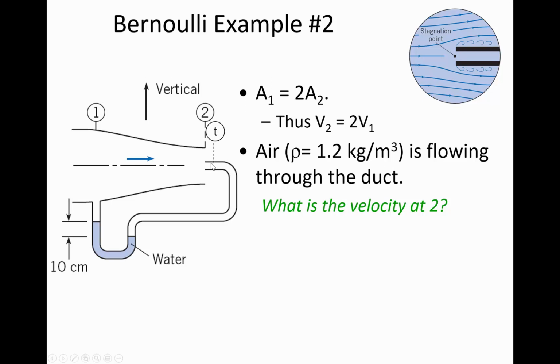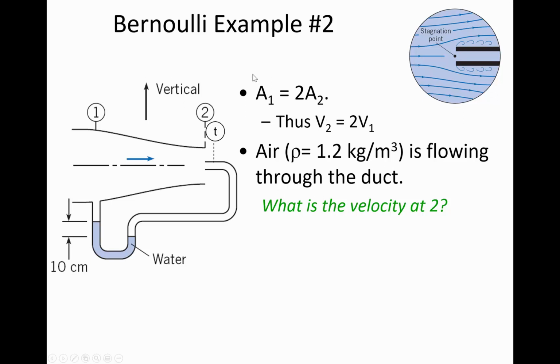So we're going to use Bernoulli's equation to tell us what is the velocity of the air after this section has converged. So we're going to find V2. And the given information includes the 10 centimeter deflection, and it also includes the fact that the cross-sectional area at location 1 is double the cross-sectional area at location 2. So since the area is in half, then that means the velocity doubles from 1 to 2.